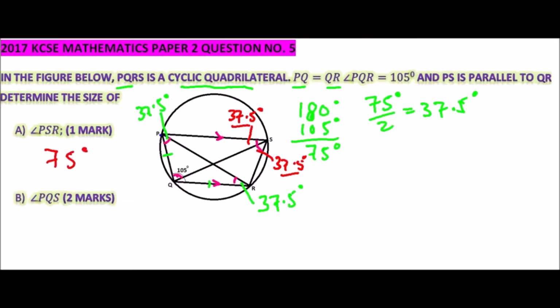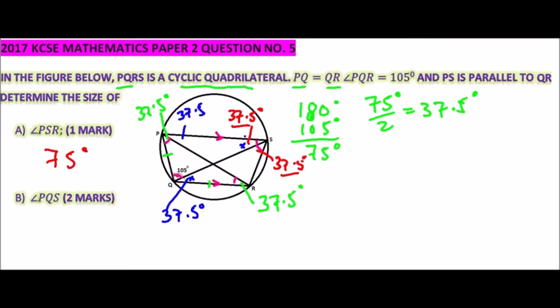We are also told that PS is parallel to QR, meaning QS is a transversal. This means that this angle here, which is 37.5, is the same as this one, because they are vertically opposite angles. So this is 37.5 degrees. If this angle is 37.5 degrees and it is subtended by chord SR, then it means this angle here is also 37.5.